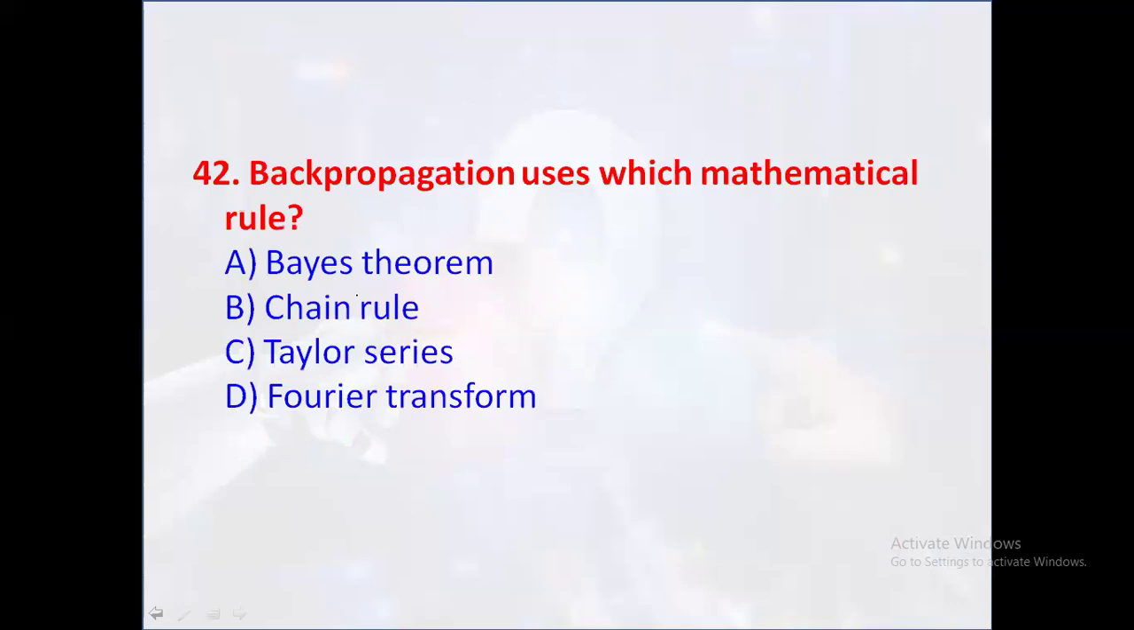Back propagation uses which mathematical rule? Bayes theorem, chain rule, Taylor series, Fourier transform. So it uses the chain rule. These and all we have seen in our previous lectures.